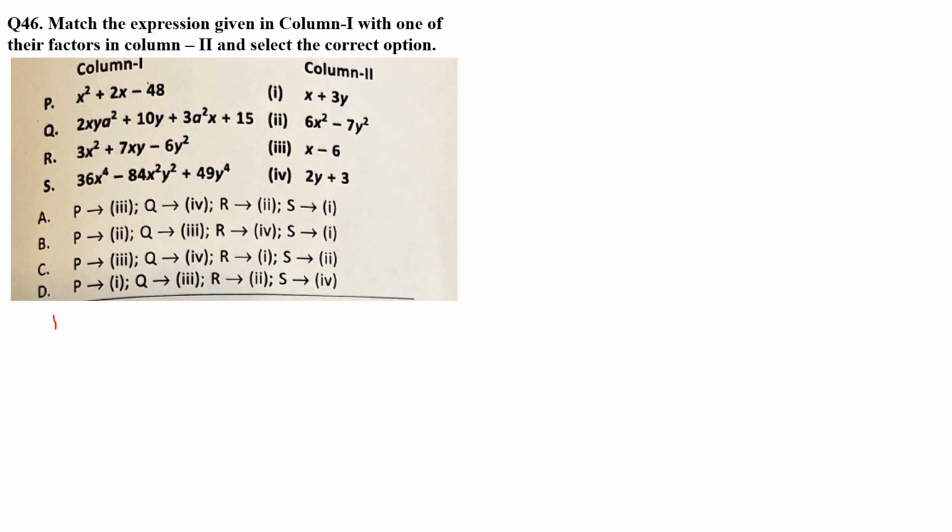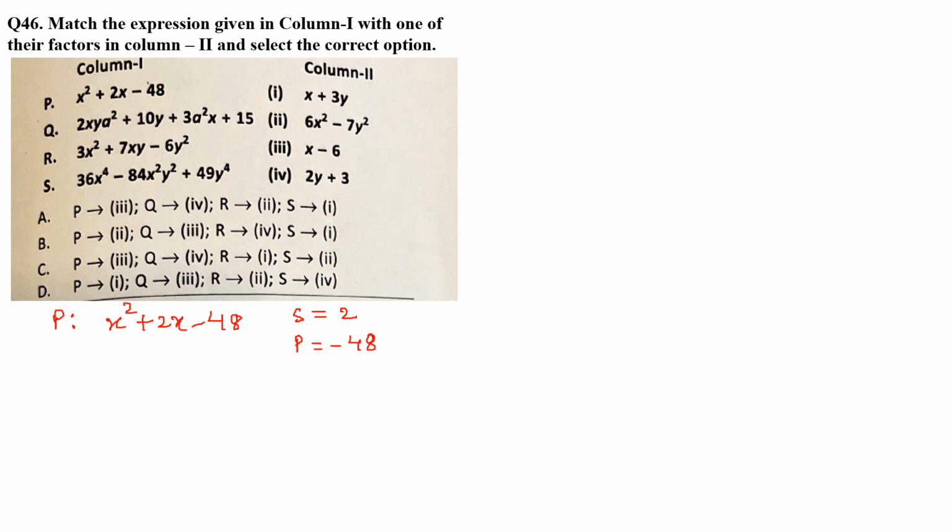So P part, it is x square plus 2x minus 48. So I am going to use the middle term splitting method. So you have to find two numbers whose sum will be 2 and product will be minus 48. Now see here product is negative. It means in the two numbers one of the numbers is negative, but sum is positive, and we know that when we add a negative and a positive number, the sum will take the sign of the greater number. So from here I can say the greater number will be positive and the smaller number will be negative.